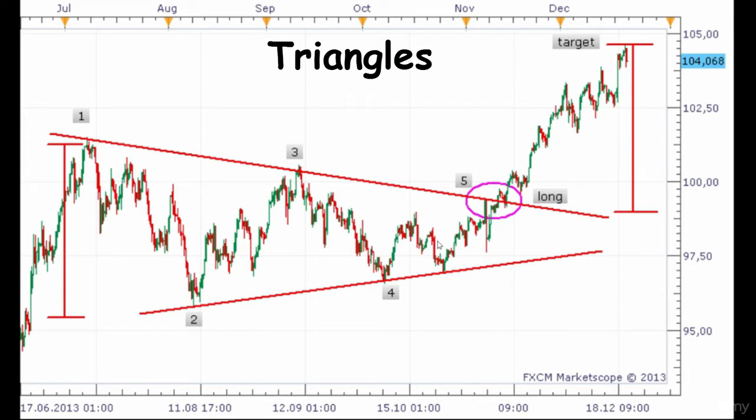In this picture is shown a bullish symmetrical triangle. After the break through the resistance line, marked with point 5, we have a signal for buy. The target profit is the equal distance between point 1 and point 2, while the stop loss is set below point 4.